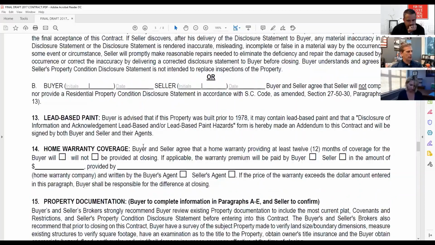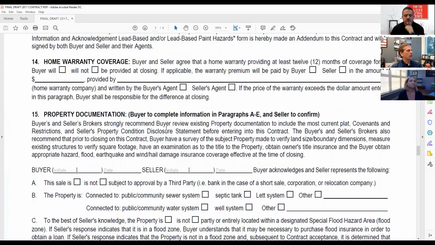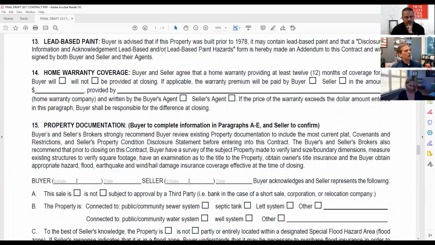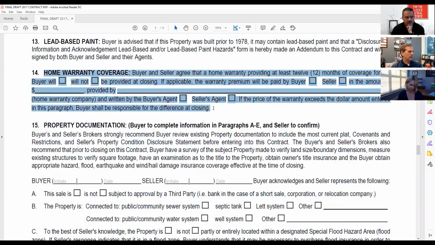Lead-based paint, don't really need to talk about that other than to say if the house is built prior to 1978, the house may have lead-based paint. I will tell you that when the inspectors come to your office, one of the things they always ask to see is a copy of your lead-based paint form. So just be sure that you're getting them signed as needed.